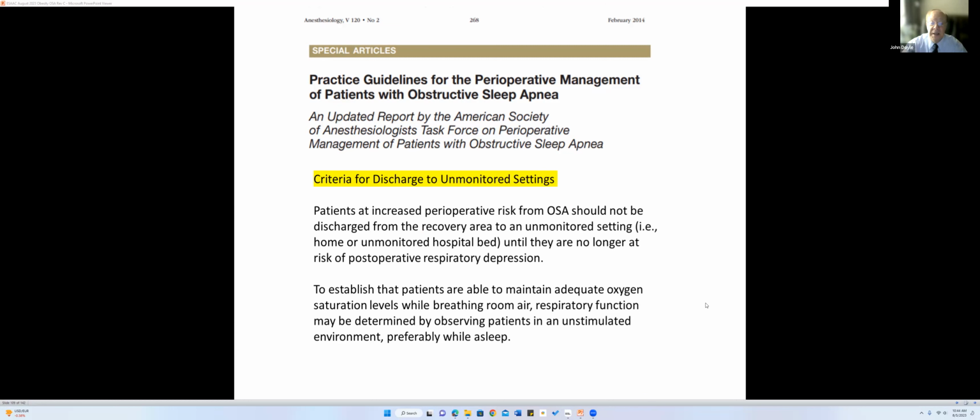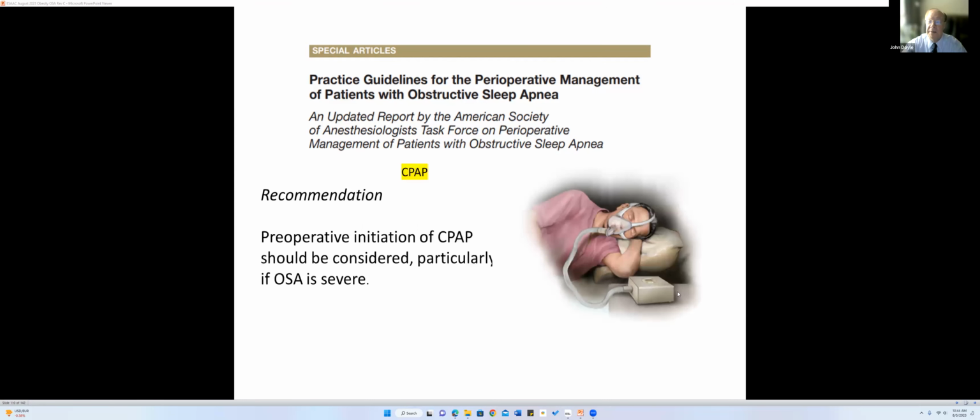Discharge criteria for unmonitored settings: they say to establish that patients are able to maintain oxygen saturation levels while breathing room air. Respiratory function may be determined by observing patients in an unstimulated environment, particularly while asleep. So you want to keep an eye on the patient in this particular setting.